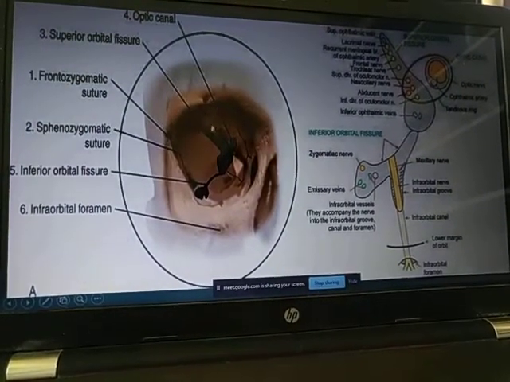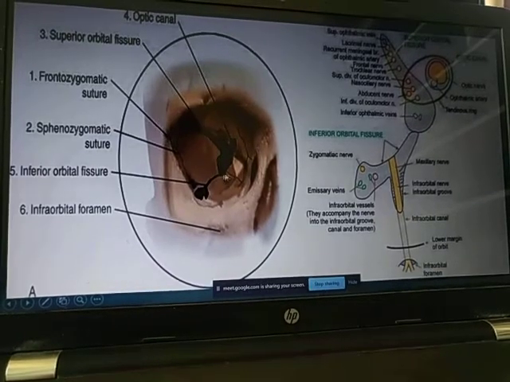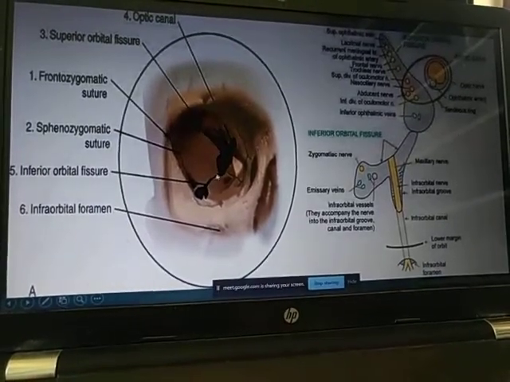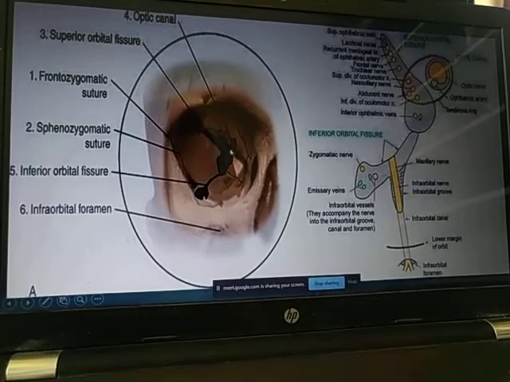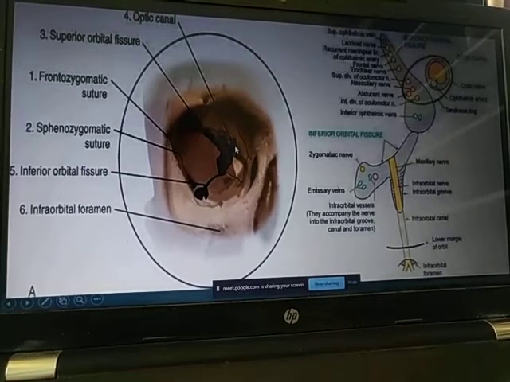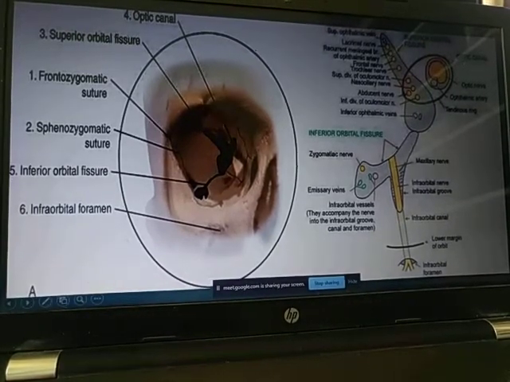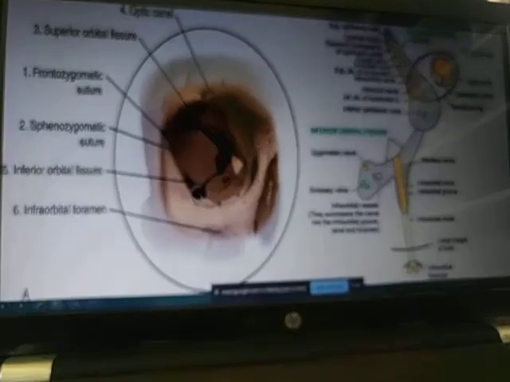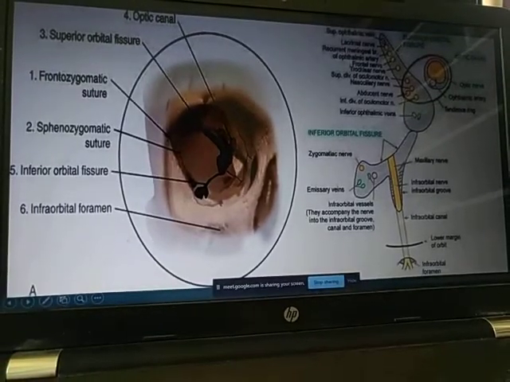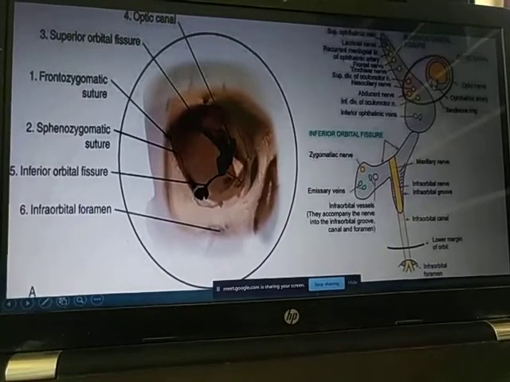Here we can see the optic canal, the superior orbital fissure and the inferior orbital fissure, which is formed by the sphenoidal bones. These transmit the various nerves and vessels which constitute the orbital cavity volume. The optic canal transmits the optic nerve along with the ophthalmic artery.